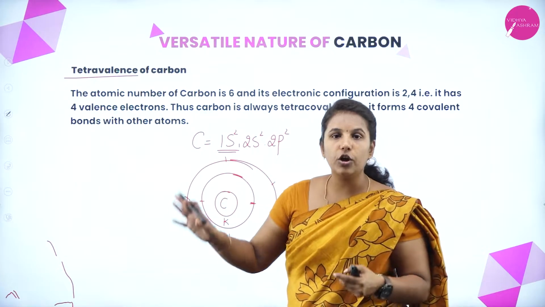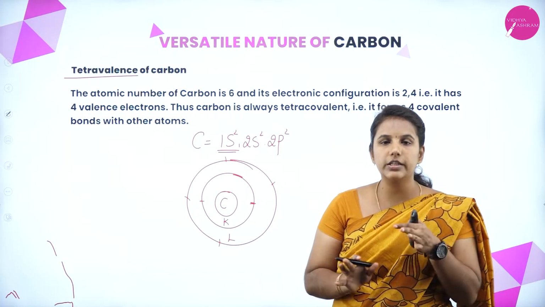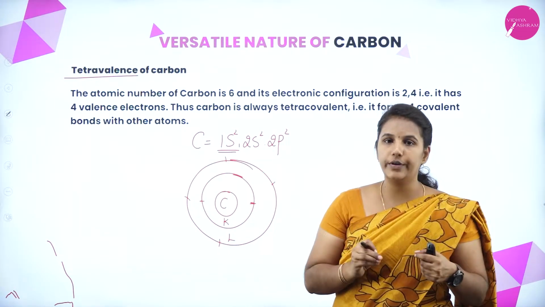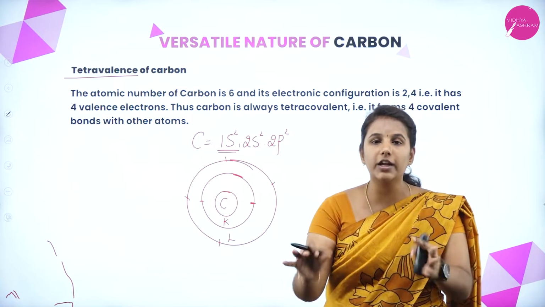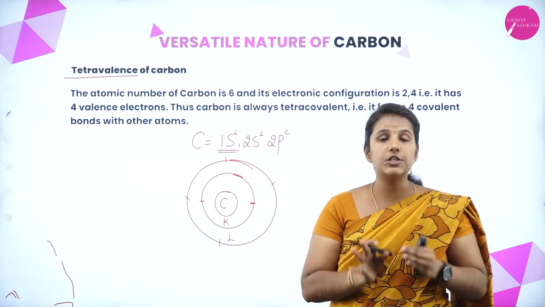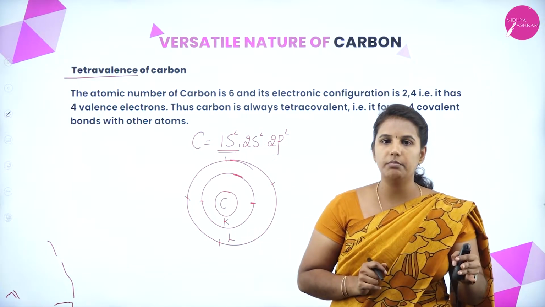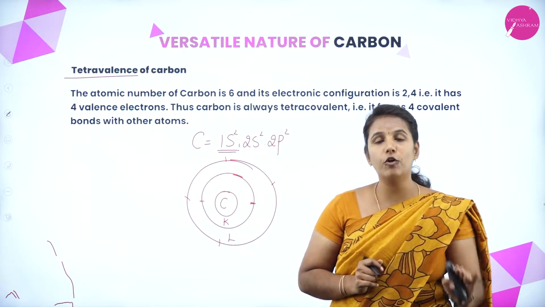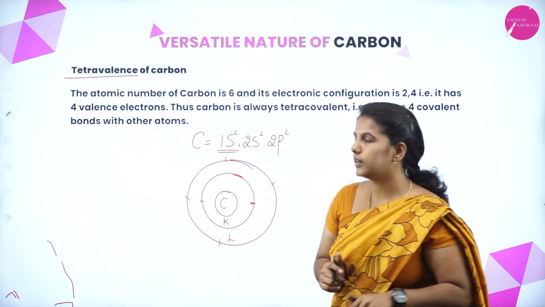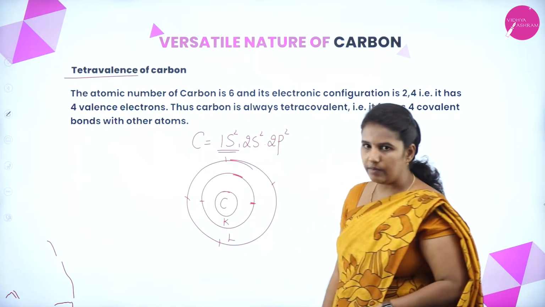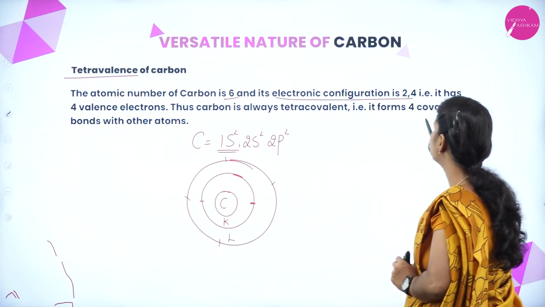We wrote the electronic configuration of the carbon, and in that we come to know that in the outermost shell, that is the L shell, it consists of 4 electrons, and that too, it will neither accept electrons nor give electrons. Instead, it will share all its 4 electrons with the other atom, thereby it forms a covalent bond. This type of sharing 4 electrons you can see only in the carbon. Hence, this nature we call it as what? Tetravalency.